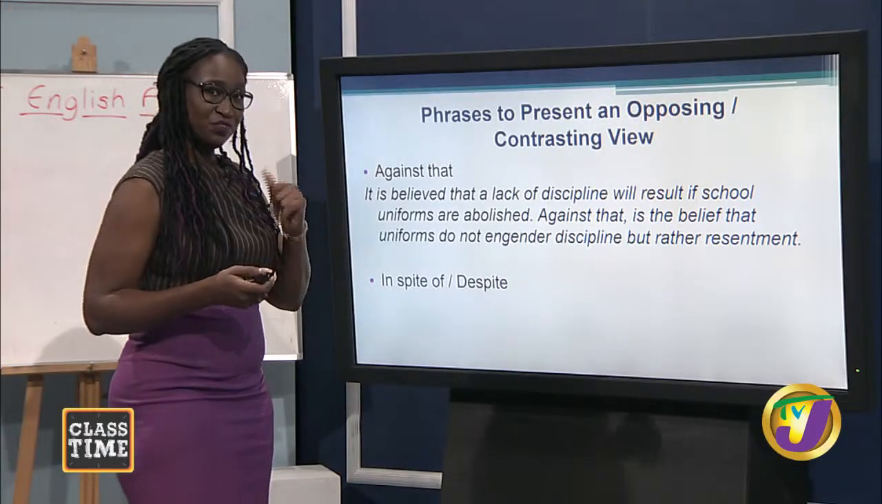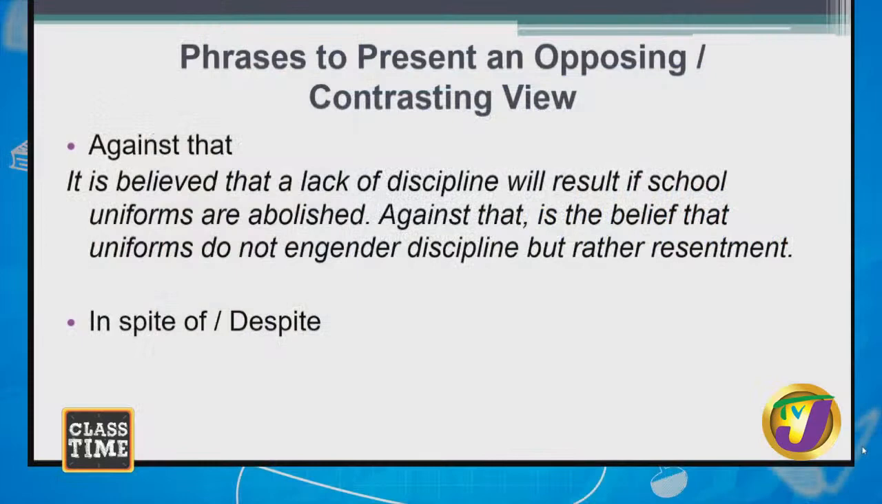So, first option for against that, it is believed that a lack of discipline will result if school uniforms are abolished. Against that is the belief that uniforms do not engender discipline, but rather resentment. So look at how you use against that. You have made a point. One thing is believed. However, there is another belief that is contrary or contradictory to it.